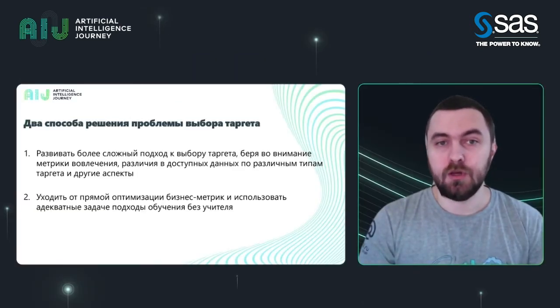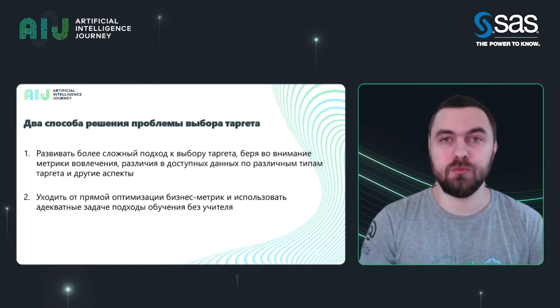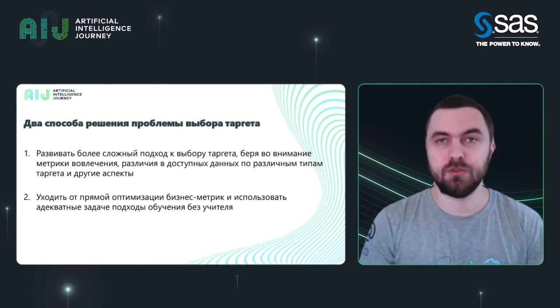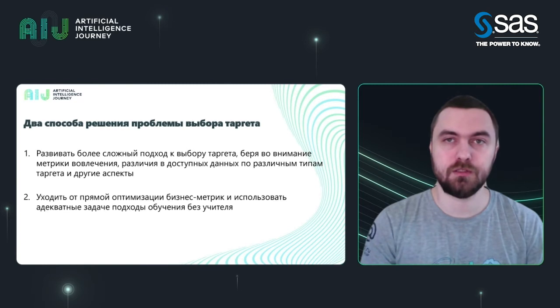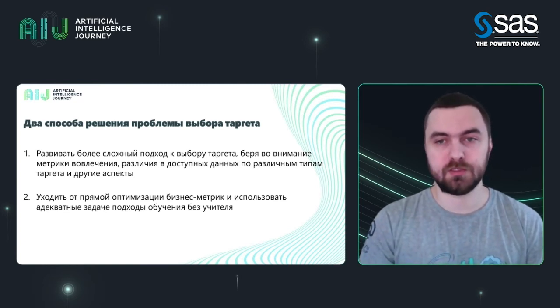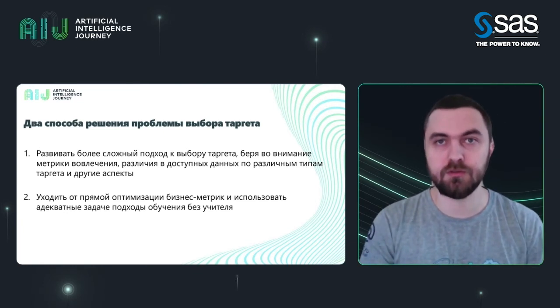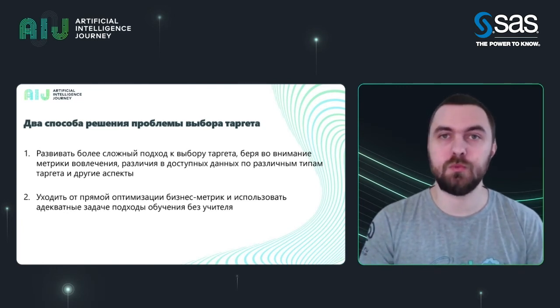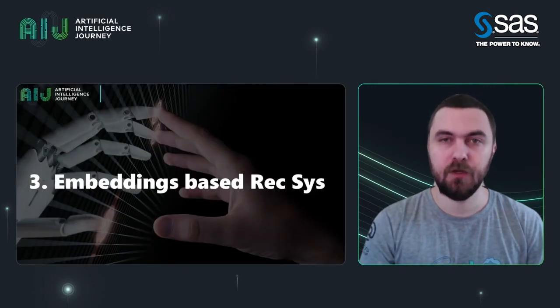So we have two ways. Way one, develop a more complicated approach to choosing the target, accounting for all the factors I've listed, all the metrics, all the data availability, etc. Way two is just forget about direct optimization of business metrics. Use some adequate approach to supervised learning. If the metrics results are good, you can start solving the task with unsupervised methods.